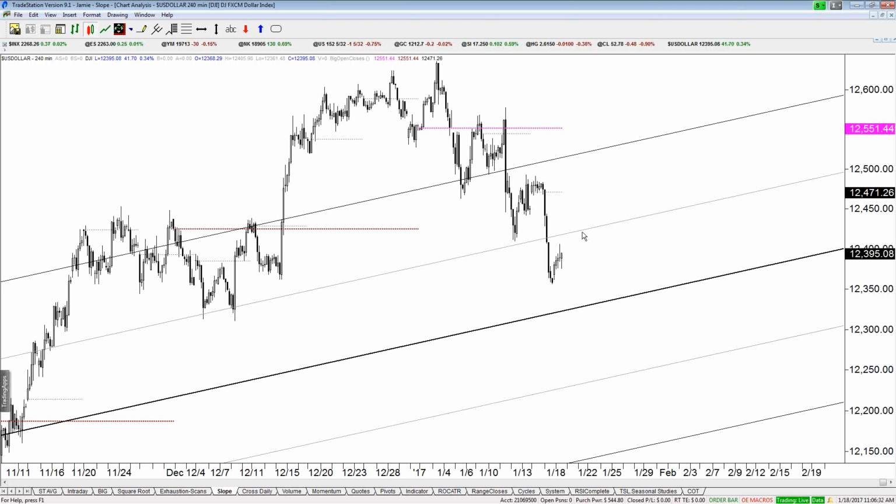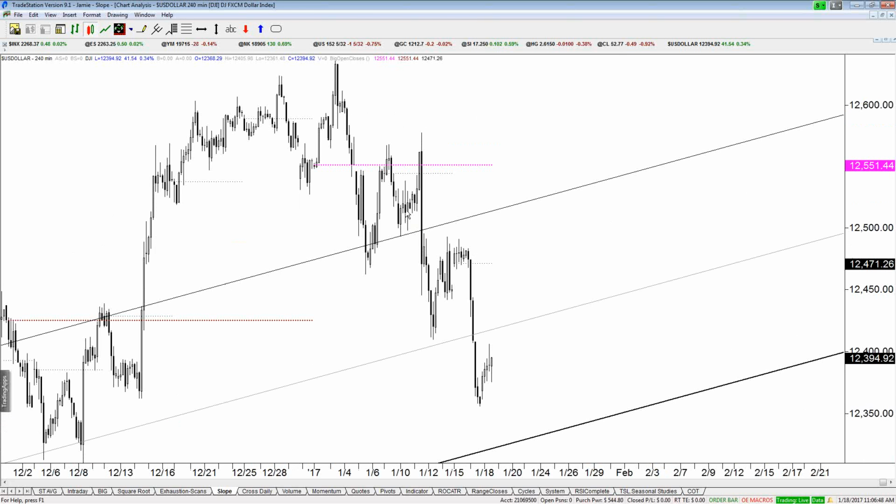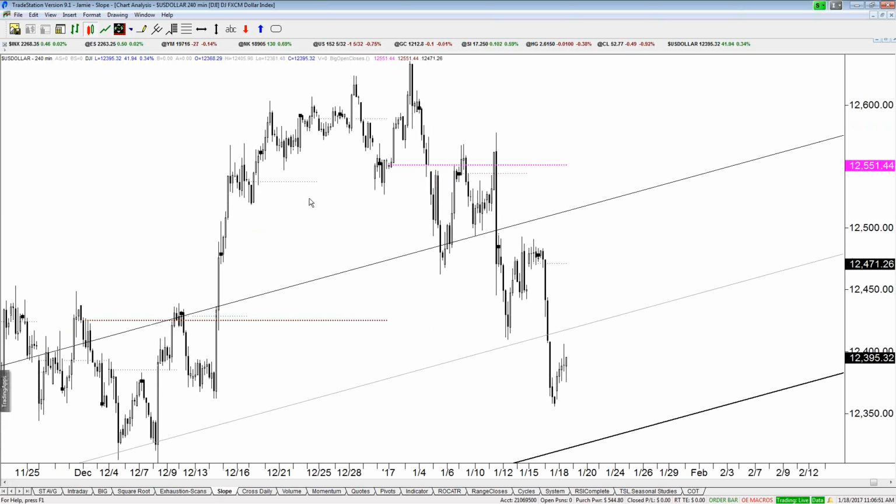this US dollar index. And to be quite honest, I find this index clearer or better to look at for general dollar action, if you will, than say the DXY, because that's just so heavily skewed to Europe.